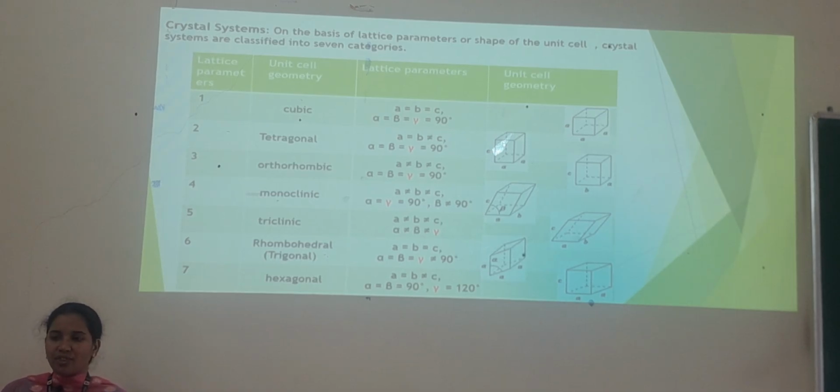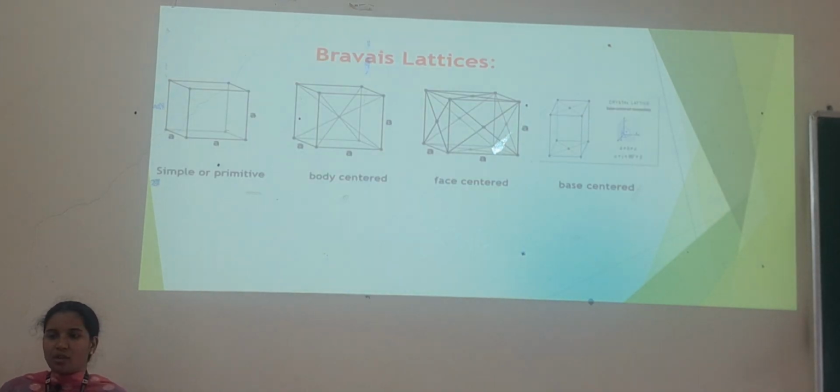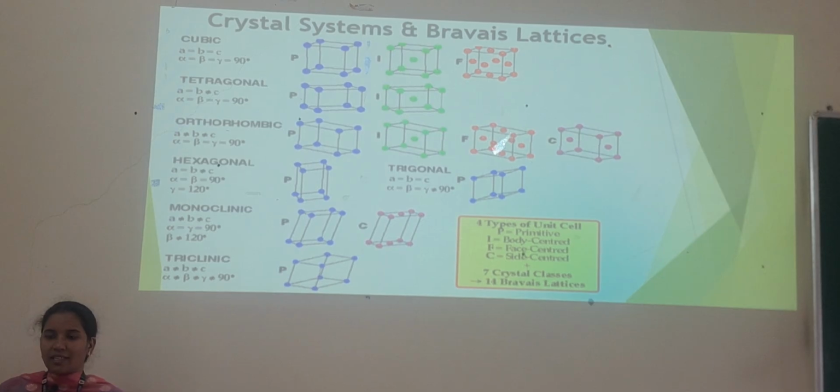So these are the 7 figures regarding the 7 crystal systems you can see here: cubic, tetragonal, orthorhombic, monoclinic, triclinic, rhombohedral and hexagonal. So these are the Bravais lattices: simple or primitive, base centered, face centered, and so on, the crystal systems and primitive lattices.